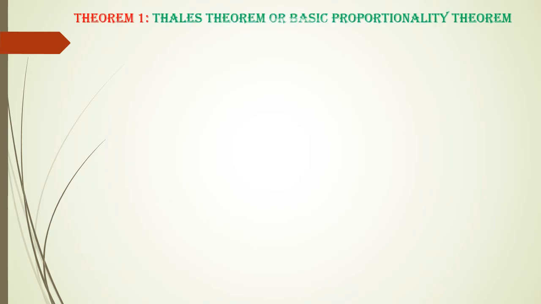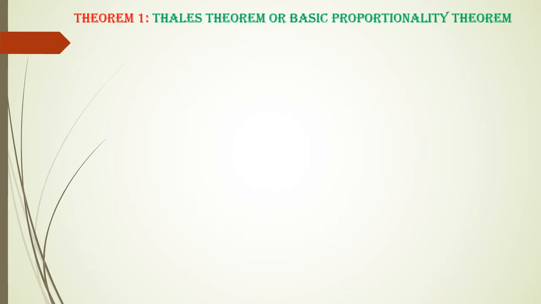Now we are going to see some important theorems related to concept of similarity and related to triangles. Remember, theorems are the proven statements that we can use to solve multiple problems related to the same situation for which these theorems have been proved. So very first theorem is nothing but Thales theorem or basic proportionality theorem.